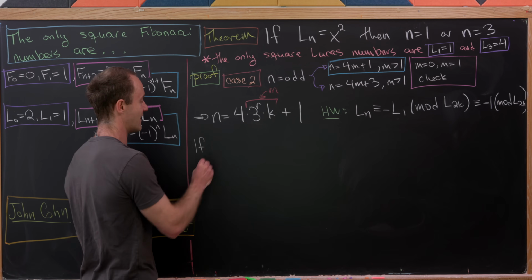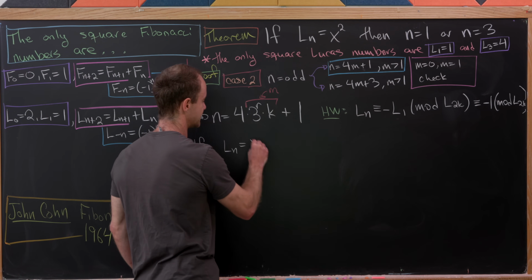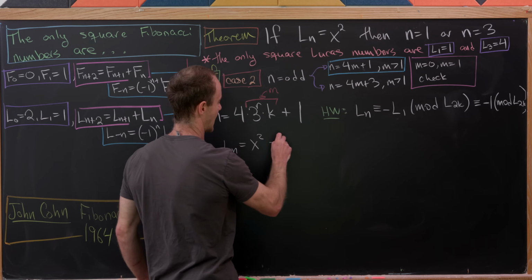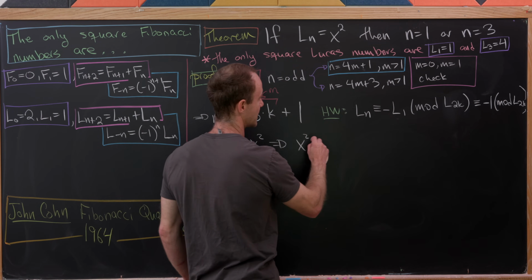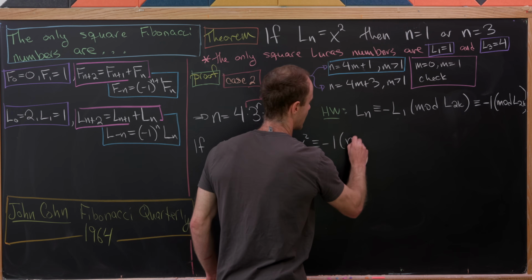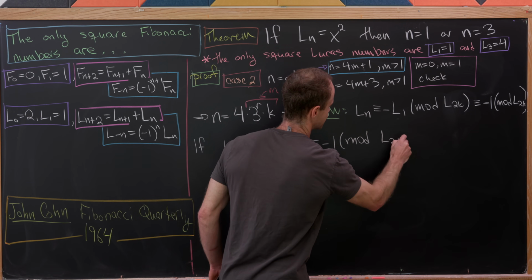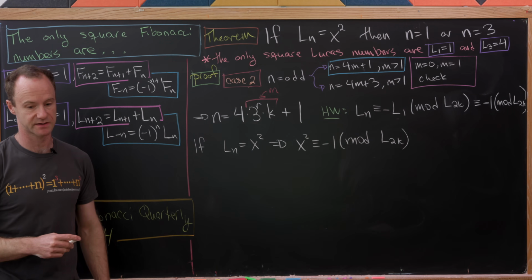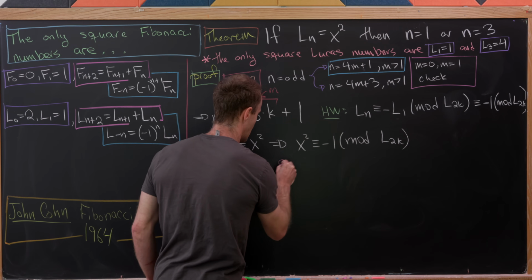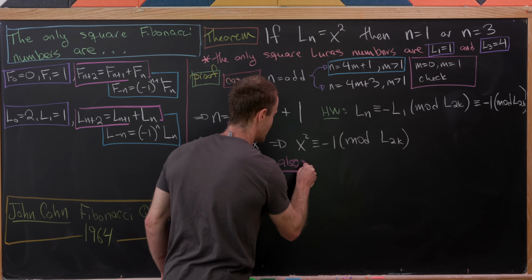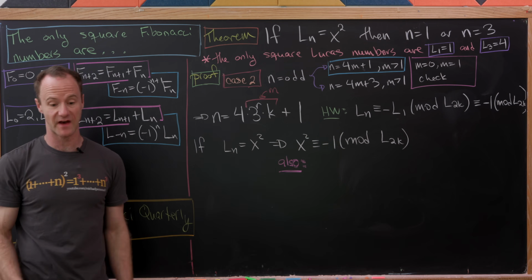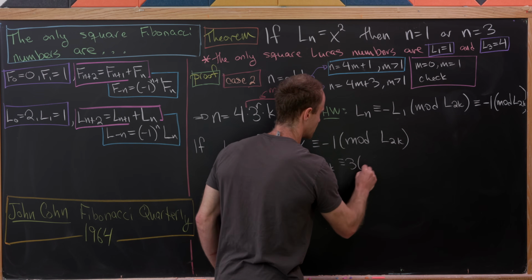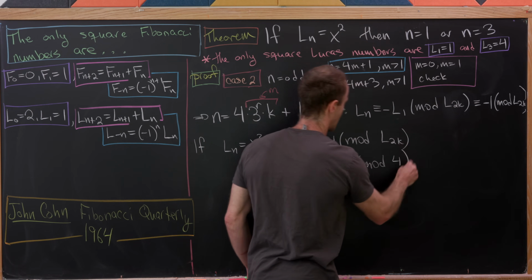So let's say if L sub n is equal to x squared, then what do we have? That means that x squared is congruent to negative 1 modulo L sub 2k by this result right here, which was the homework exercise. Then let's also recall from a portion of our lemma, we know the following fact, and that is that L sub 2k is in fact congruent to 3 modulo 4.